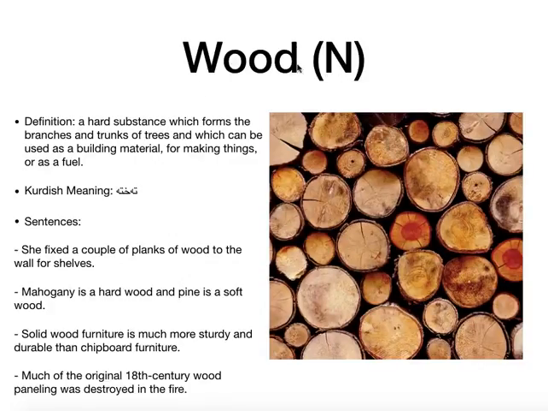Wood is a noun, and it's a hard substance which forms the branches and trunks of trees and which can be used for building material, for making things, or as a fuel. So wood is usually used for creating desks, chairs. It's also used to make fire, like it says over here, or as fuel.